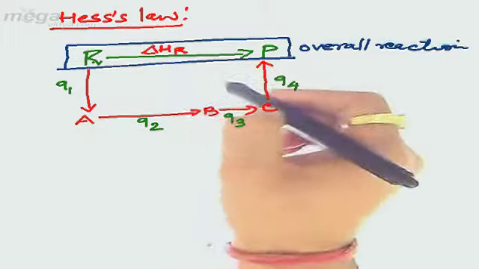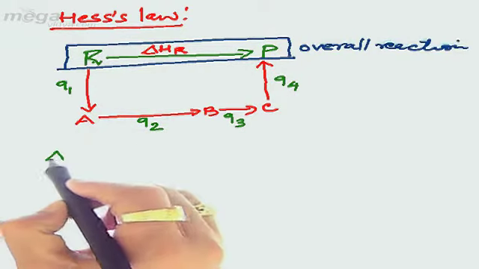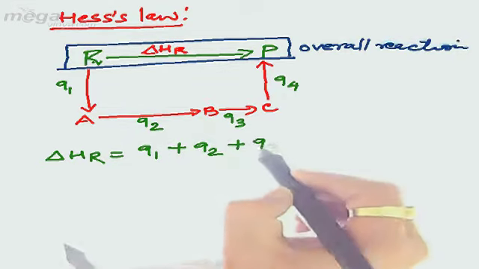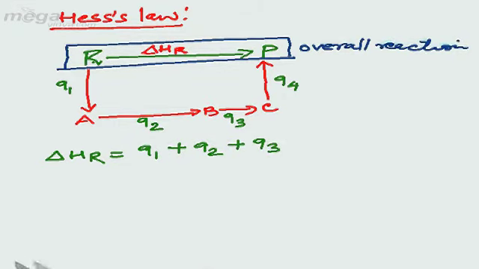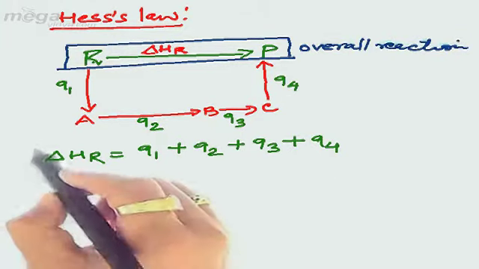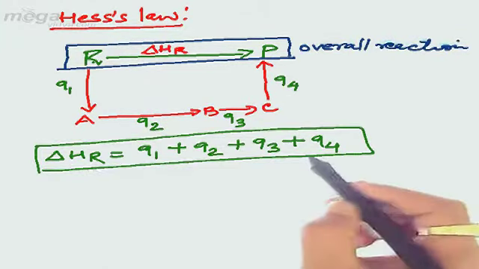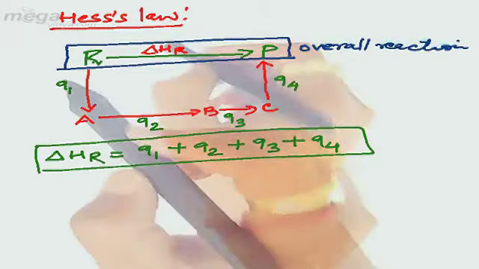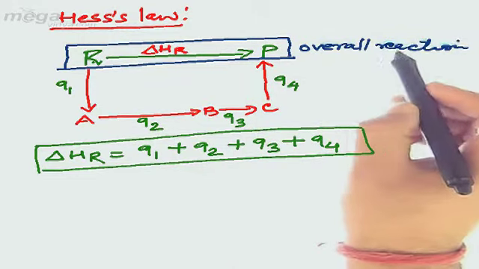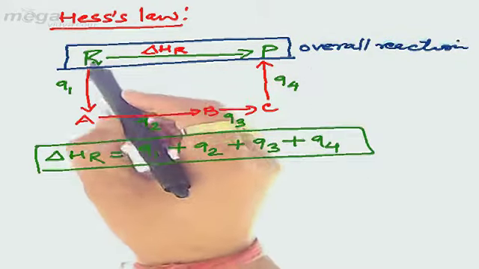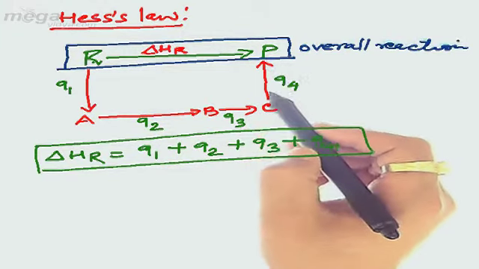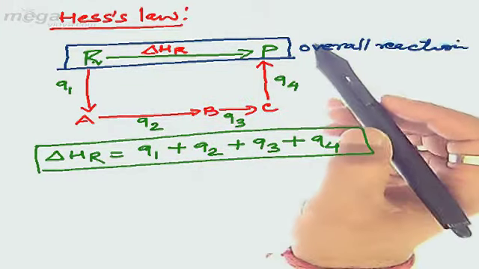Now, according to Hess law, delta HR will be equal to Q1 plus Q2 plus Q3 plus Q4. So now, observing this example, we can define that according to Hess law, the energy involved in a one step process, that is the overall reaction, will be equal to the sum total of energies involved in the various steps when we consider the mechanism of the reaction.